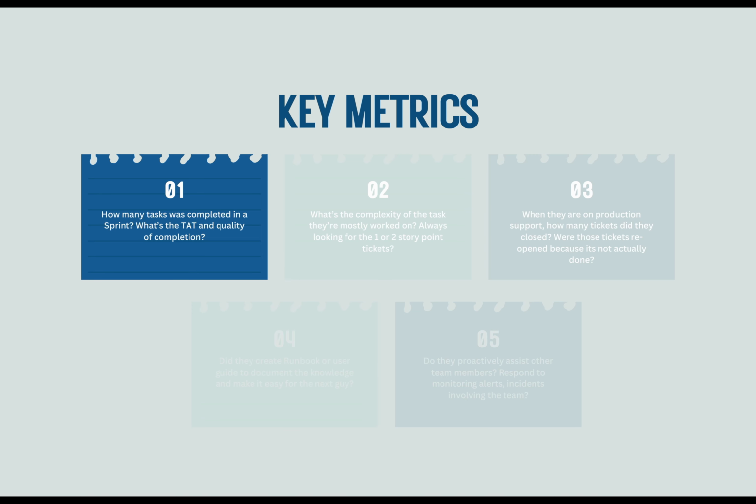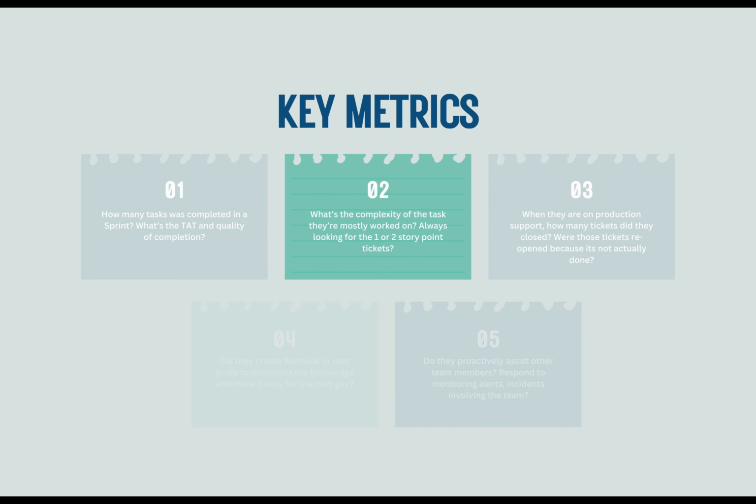right? Number two that we want to look at is, what is the complexity of the tasks that this engineer is always working on? Interestingly, in my experience, I've seen a situation whereby at the end of the sprint, I'm reviewing the tasks done by each engineer, and I realize a pattern that this particular engineer will always be picking 1-point or 2-point tickets or tasks, right? Anything that is 3-point, 4-point, 5-point, they will leave it to the other guys. So you don't want to encourage such behavior. You want to discourage it.